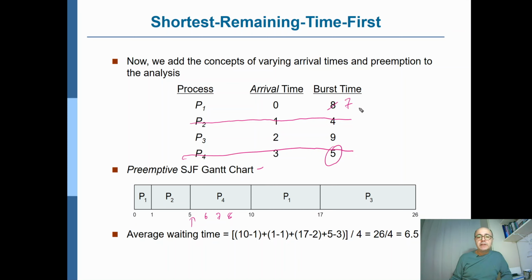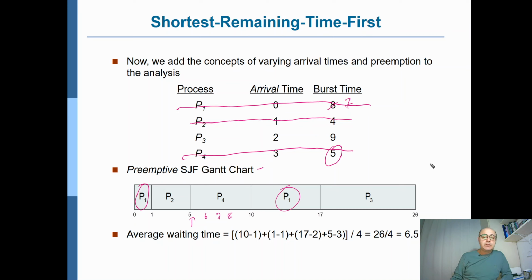Now I'm left with 7 and 9. P1 is the shorter one. So I resume P1. Note that P1 executes here and also here. And then when P1 completes and leaves the system, I will be left with P3, and only then does P3 enter the system and execute.